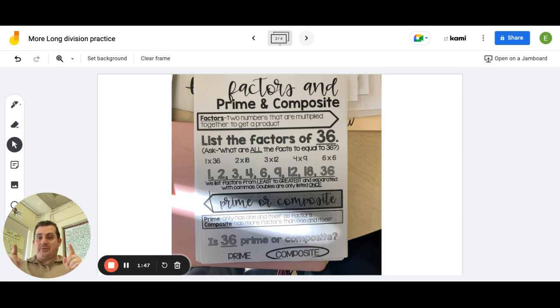So that's the outside of our rainbow. Okay. I call those the automatics. No matter what number I'm given, 1 and the number is the outside of your rainbow. Those are going to be 2 factors automatic no matter what number you give me. So it's 1 and 36 right there.